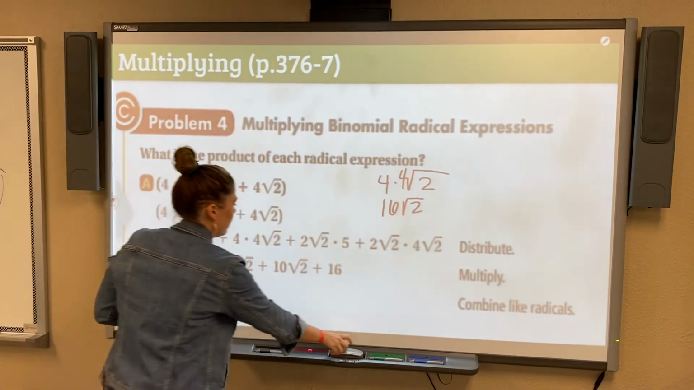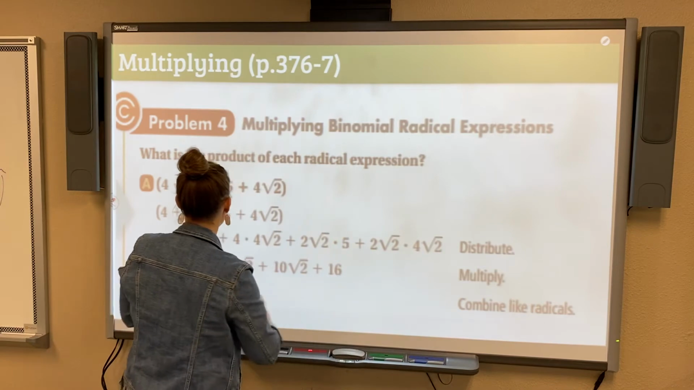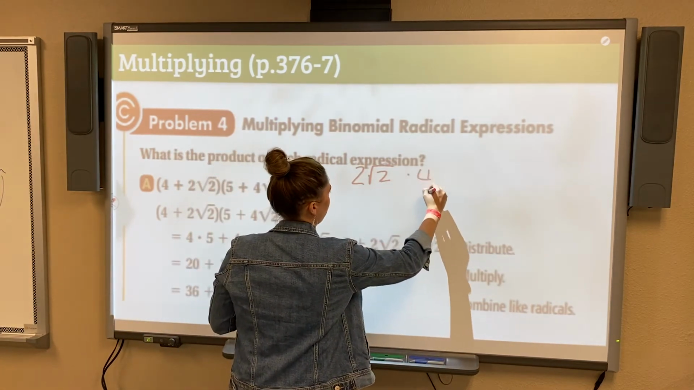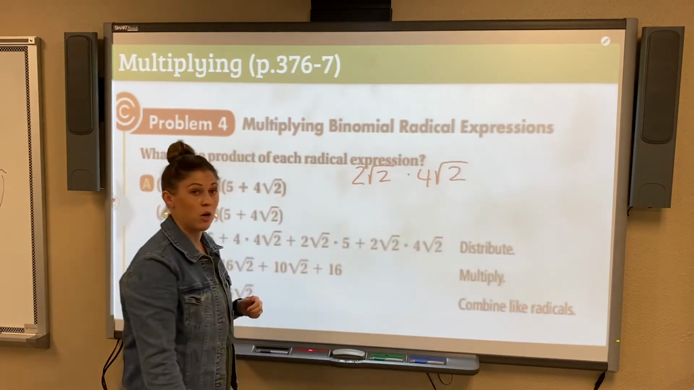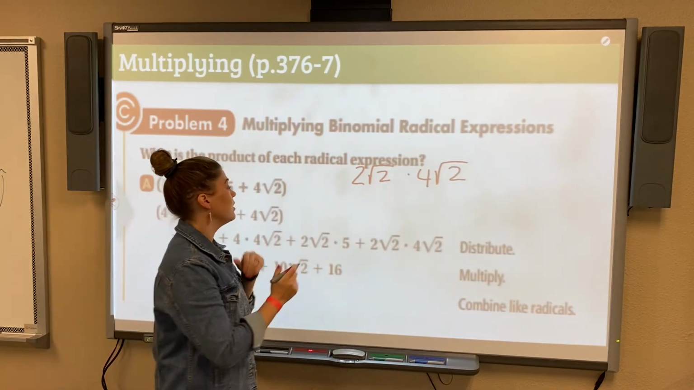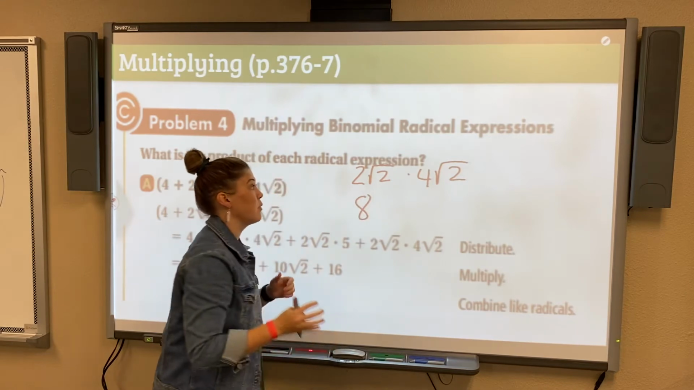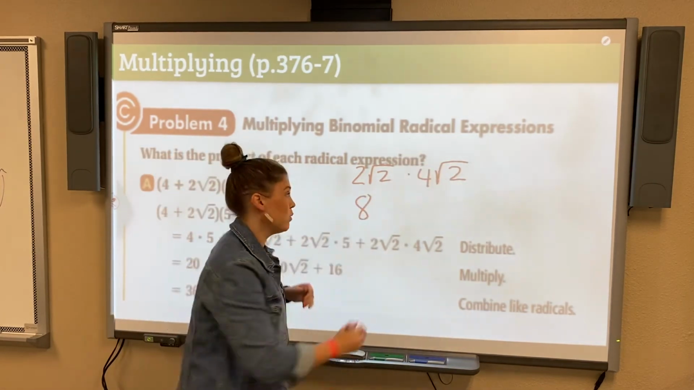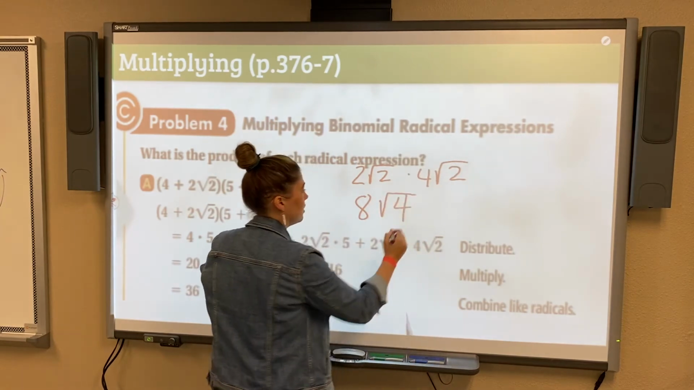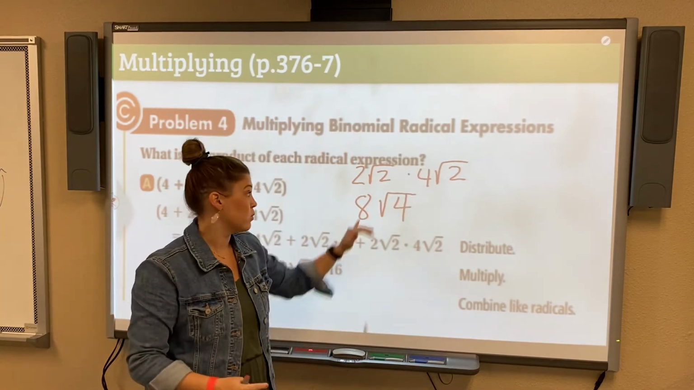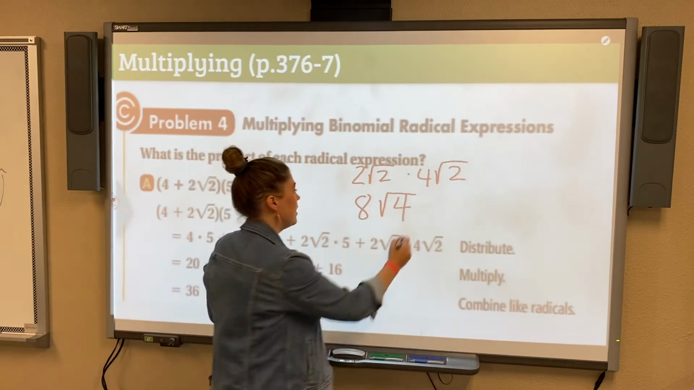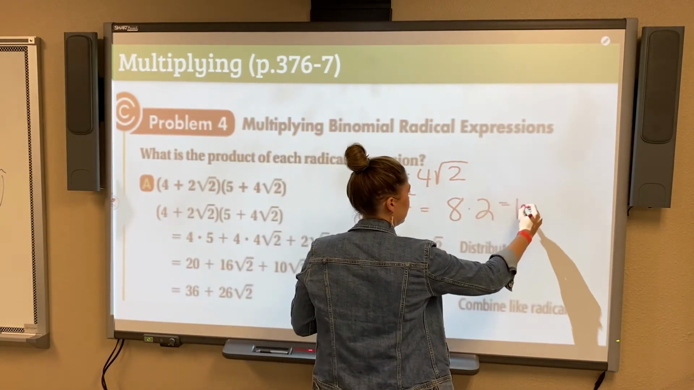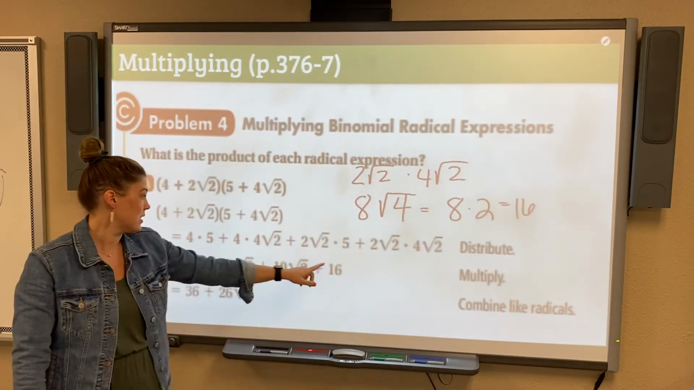And then here, let's look at this 2 square roots of 2 times 4 square roots of 2. Okay, so we multiply our numbers out front. 2 times 4 is 8. But we also do our square root of 2 times the square root of 2, which would be the square root of 4. Well, that's not simplified because what is the square root of 4? 2. So this would be the same as 8 times 2. 8 times 2 is 16. So that can be replaced with 16.